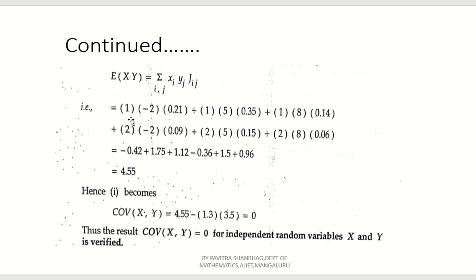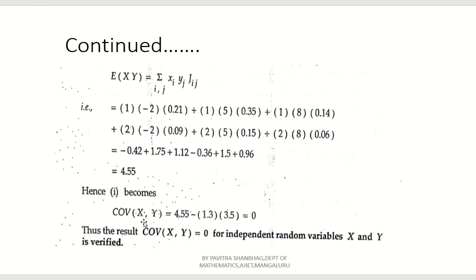Okay. Now here, 1 into minus 2 into 0.21 plus 1 into 5 into 0.35 plus 1 into 8 into 0.14 plus 2 into minus 2 into 0.09 plus 2 into 5 into 0.15 plus 2 into 8 into 0.06. After computation of this, you will get minus 0.42 plus 1.75 plus 1.12 minus 0.36 plus 1.5 plus 0.96. Finally, we will get 4.55.